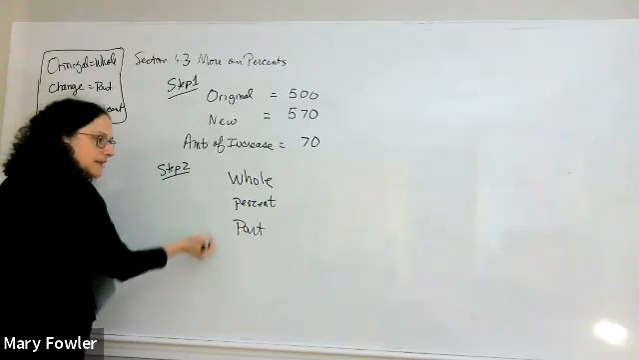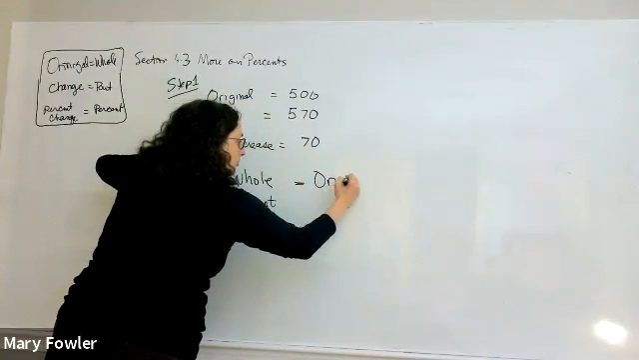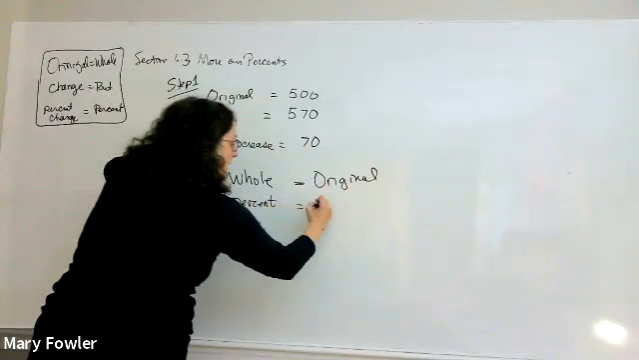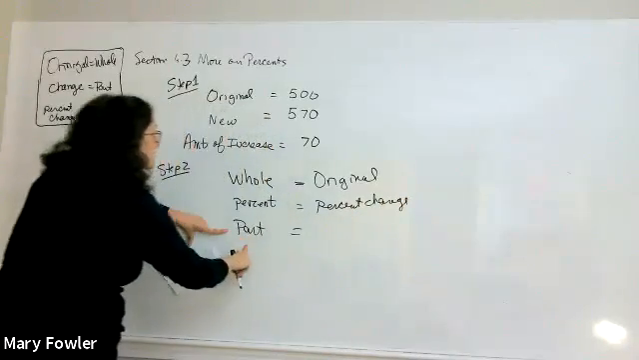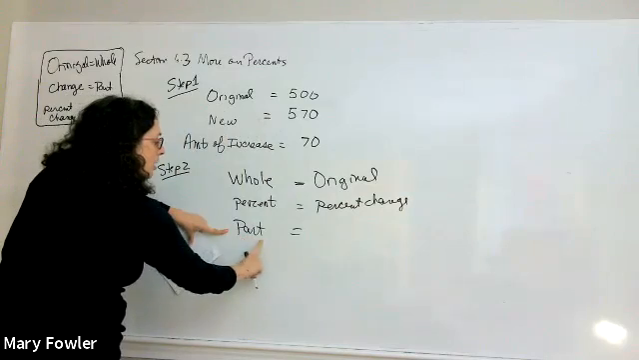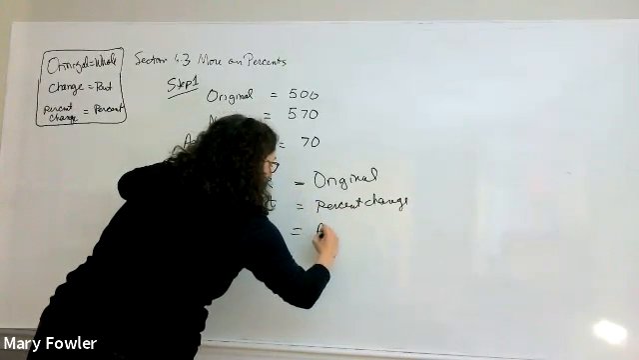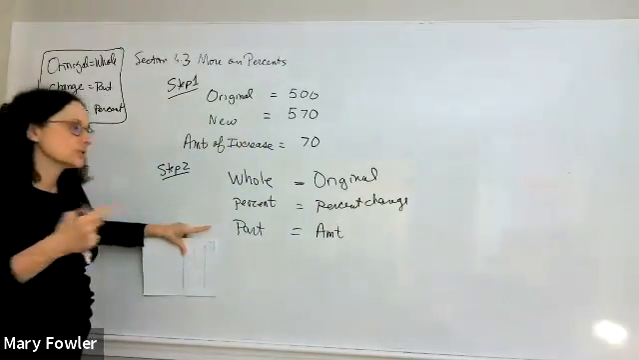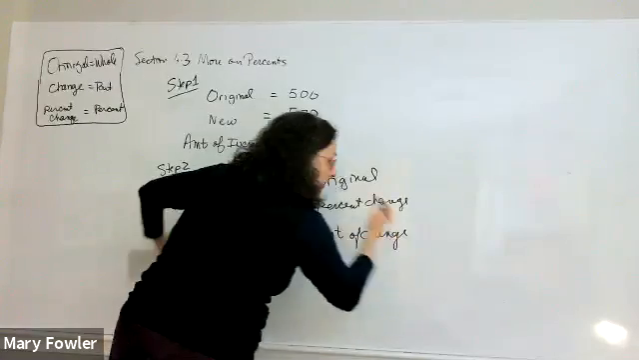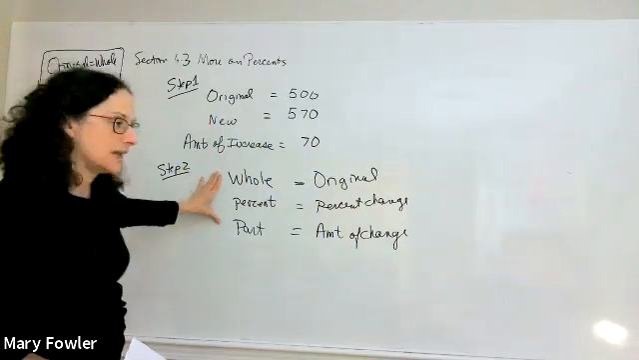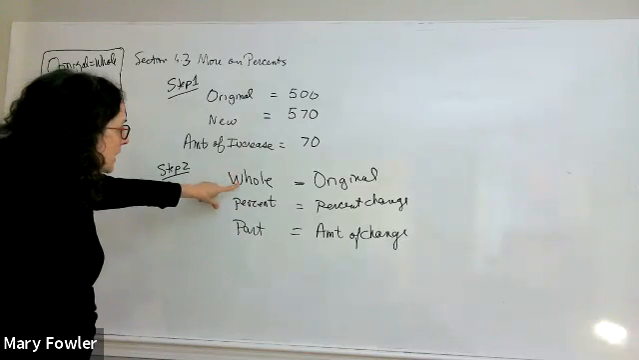And so we can use that same structure, but whole is going to line up with original. Percent is going to line up with the percent change, right? And then part is going to line up with the amount of the change. So in this case, it's an amount of an increase, but it could also be an amount of a decrease, right? So I'm going to say the amount of change. So just take note if it's increase or decrease, that you understand and have it kind of clear.